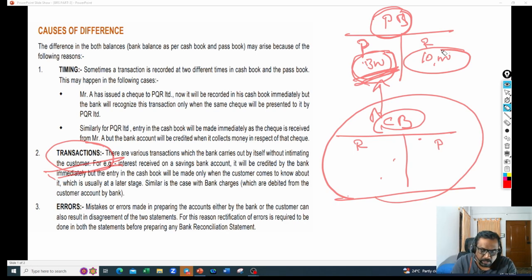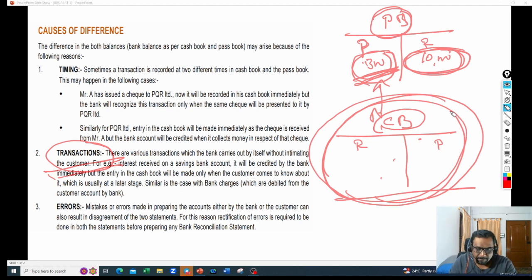Since they did not communicate to us, I wouldn't have recorded this 10,000 rupees in my cash book. Why? Because there is no communication. Then I started preparing the reconciliation. When I started preparing it, I got to know that this 10,000 was deposited by the customer, but since there was no communication, it was not recorded in the cash book. So there is a difference. This is also a transaction recorded by the banker, but communication was not passed on to us, because of which the difference is coming. So these transactions are also another cause for the difference. Are you getting my point?